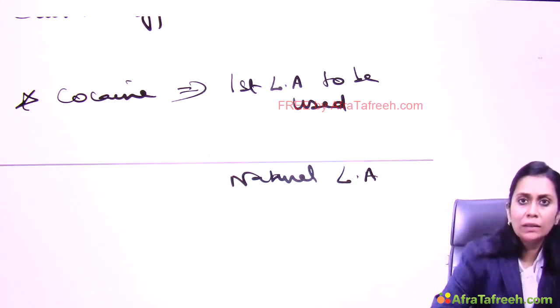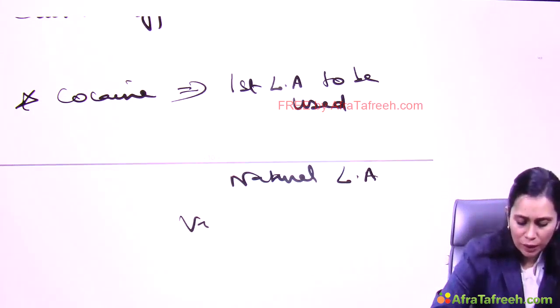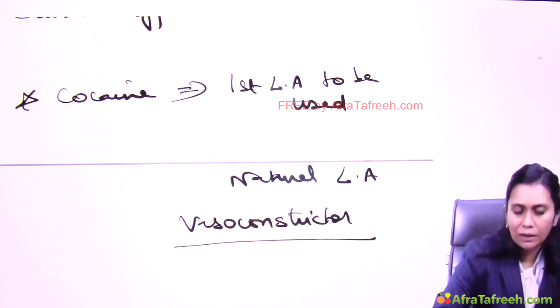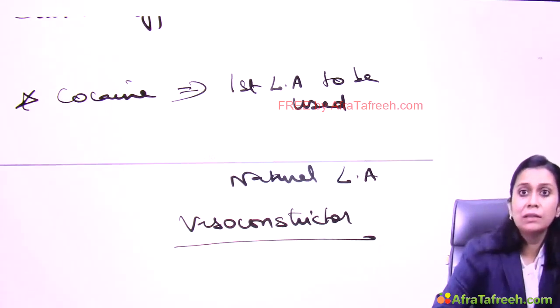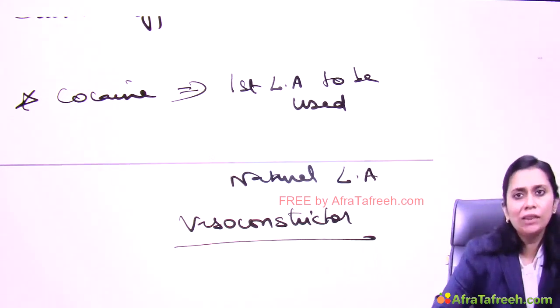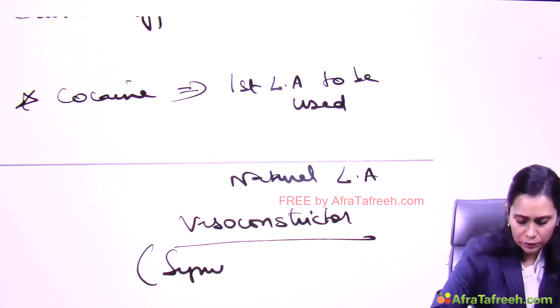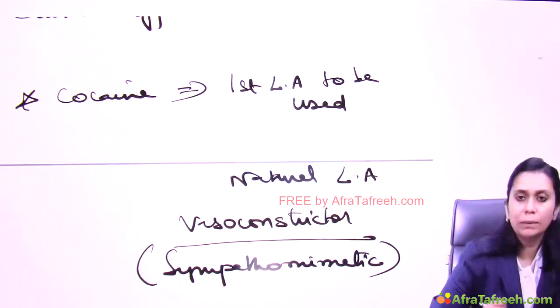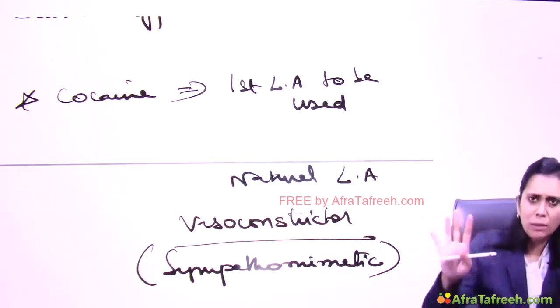This is the only LA which is a vasoconstrictor. All local anesthetics are vasodilators. Cocaine is a vasoconstrictor. It constricts the surrounding blood vessels. So what happens? This causes vasoconstriction, less systemic absorption with cocaine. Got it? Guys, why is cocaine a vasoconstrictor? Simple. Why is any drug a vasoconstrictor? It's sympathomimetic. Cocaine is also sympathomimetic. Okay. So this is all about cocaine.